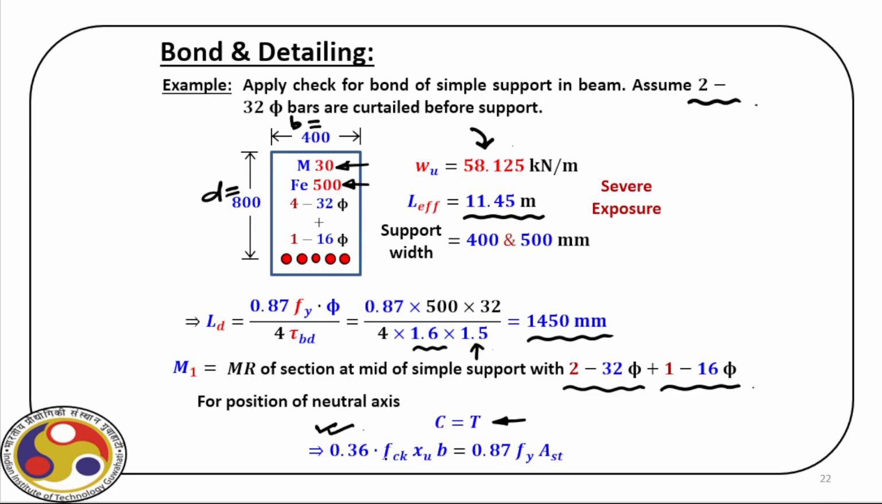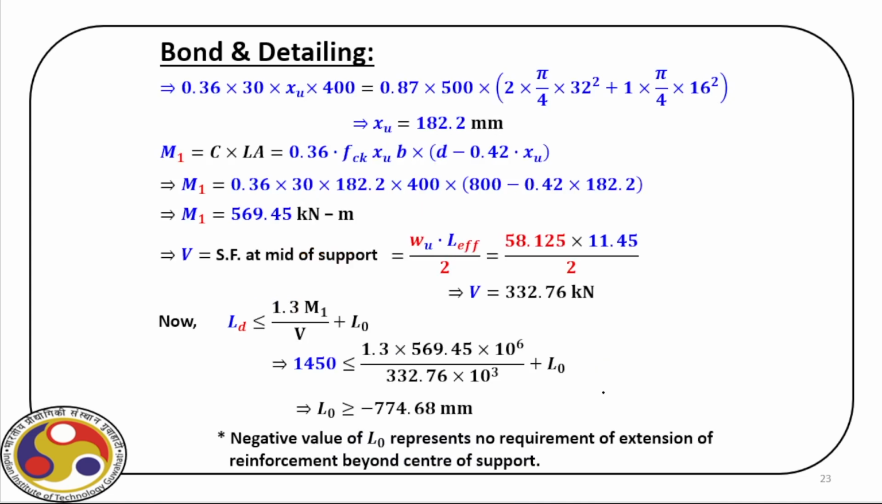We have 0.36 FCK XU times B equal to 0.87 Fy times AST. So we know AST, and from this equation we can find out XU, which is 182.2 millimeter. Now once we find XU, we can find M1, that is the moment of resistance for that section, and it is 0.36 FCK times XU times B, that is the compressive force, times the lever arm, which is D minus 0.42 XU, which comes from our previous discussion.